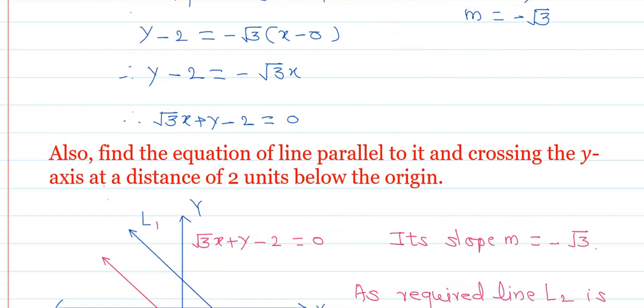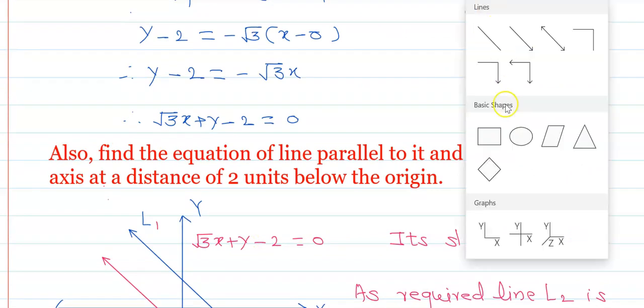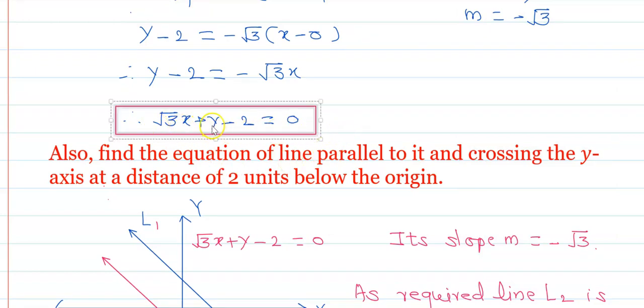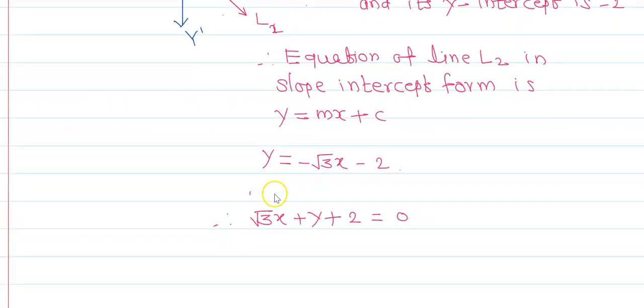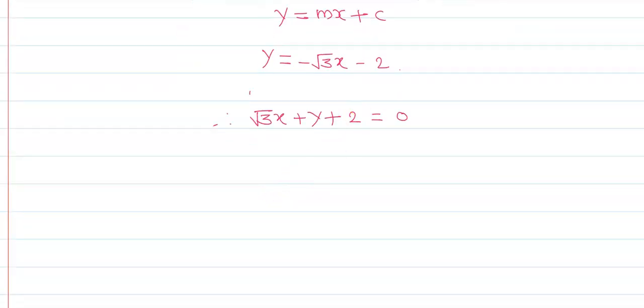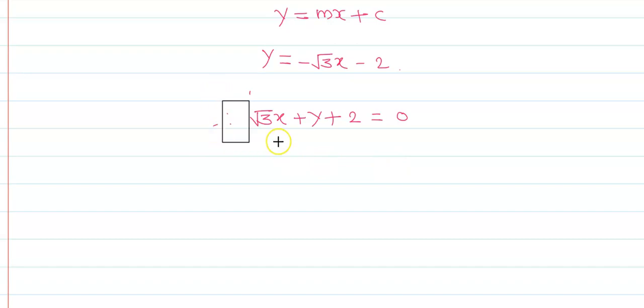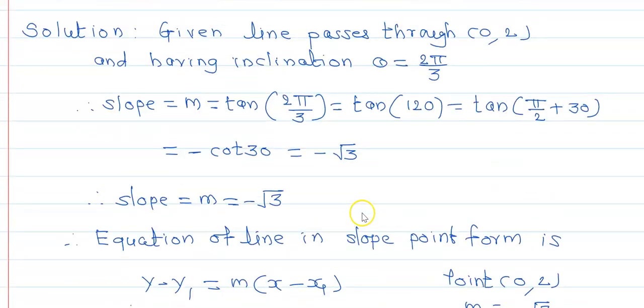What about the first answer? The first answer is root 3x plus y minus 2, and the second answer is the second answer. You can see this.